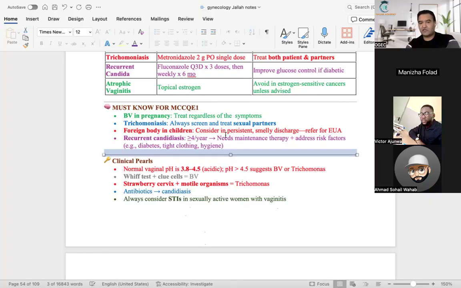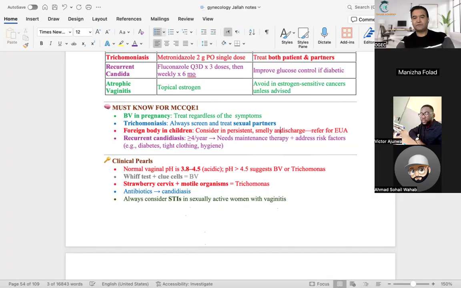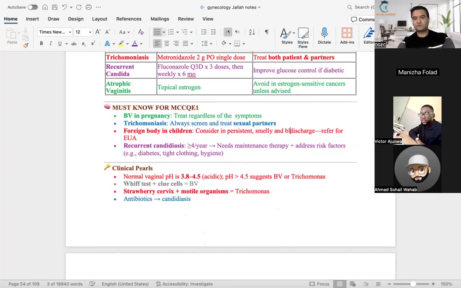Foreign body in children: consider it in persistent smelly discharge, or smelly and bloody discharge, I have to add. Okay. Refer for exam under anesthesia.